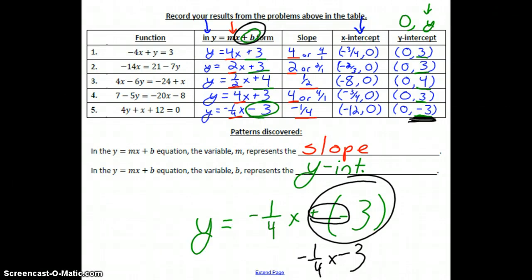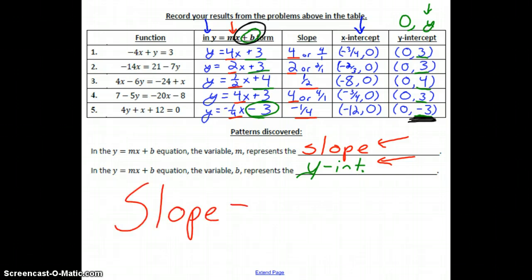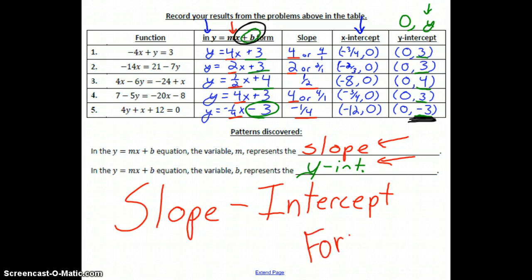Now make sure you go back to the very front of your notes, and where the title is left blank, the title of this form, as you can probably guess, is called slope-intercept form. Anytime an equation is written in y equals mx plus b, that is slope-intercept form: y equals mx plus b.